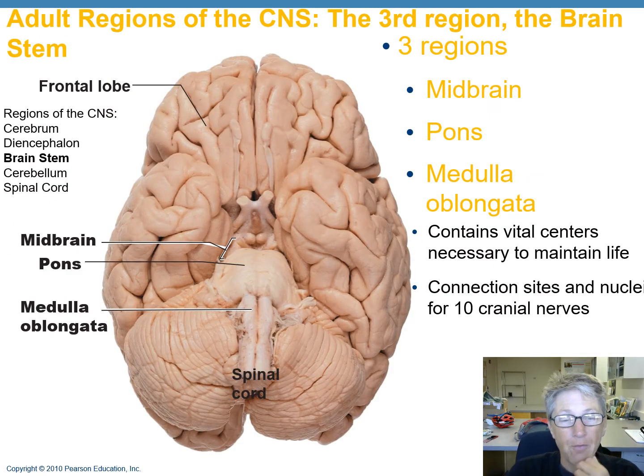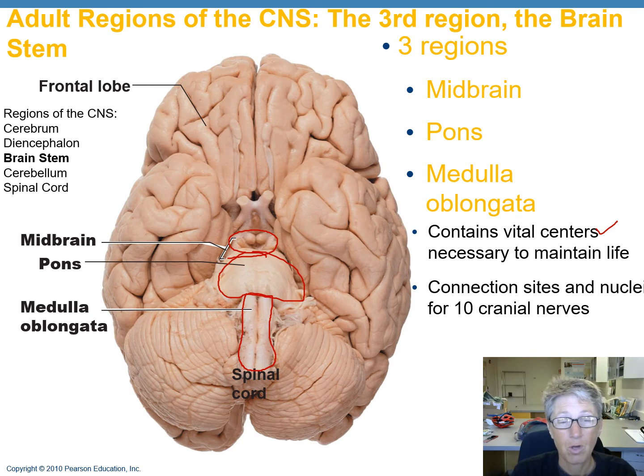This is a photograph of a human brain. It's not a superior view, it's an inferior view of the human brain to show what the brainstem actually looks like. So this is the midbrain. This big structure here is the pons, and then this guy right here is the medulla oblongata. The brainstem contains vital centers necessary to maintain life.